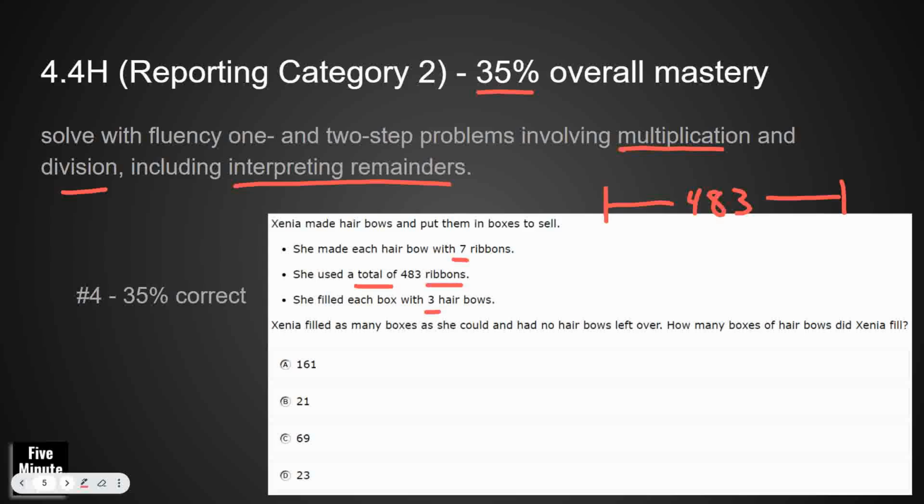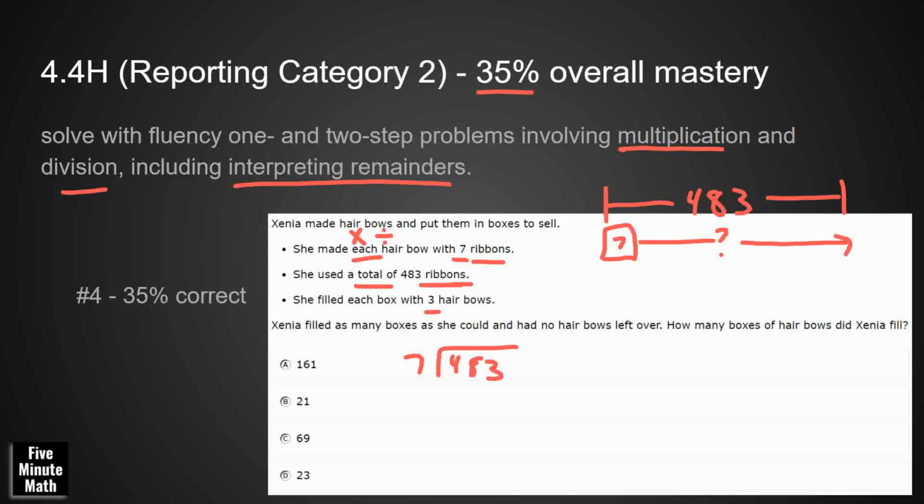So made each hair bow with 7 ribbons, filled each box with 3 hair bows. Okay, so I've got 483 ribbons, and then each hair bow was made with 7 ribbons. So my first question is how many sevens can I get out of the 483? Because if each hair bow, right, equal group, that means multiply or divide. If each hair bow is made out of 7 ribbons, and I've got 483 total ribbons, well, how many hair bows can I make? I need to divide there. So let's divide 7 into 483. So that's almost going to be 7. That's going to be 6, 42, and that's going to be 63. That's 9. All right, so I've got 69 hair bows.